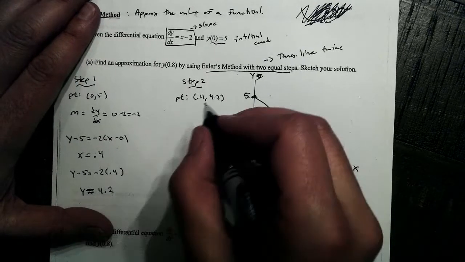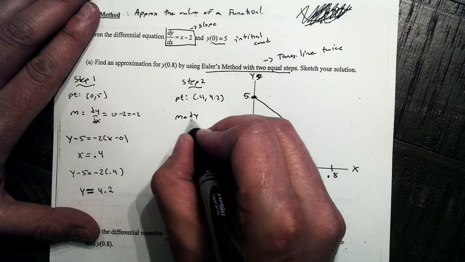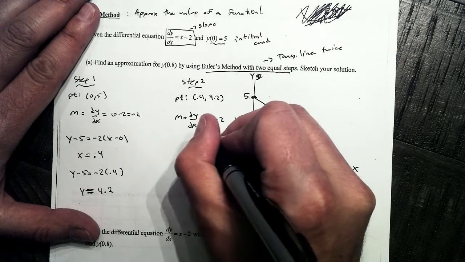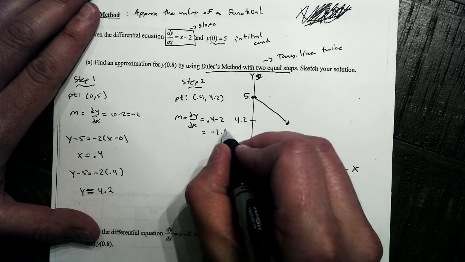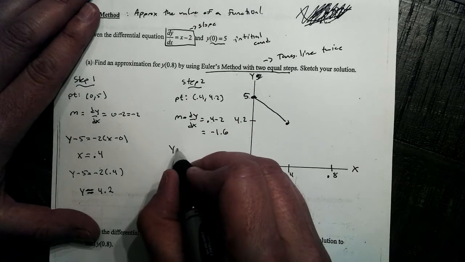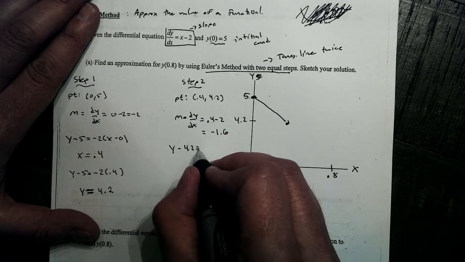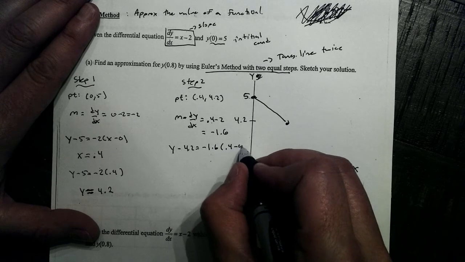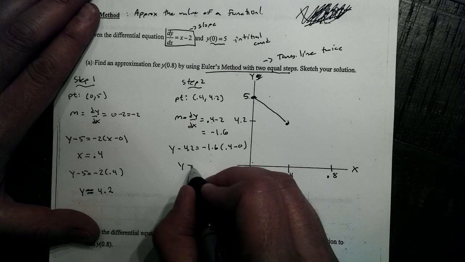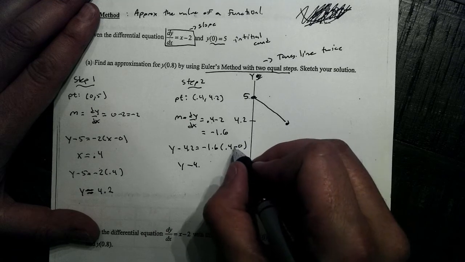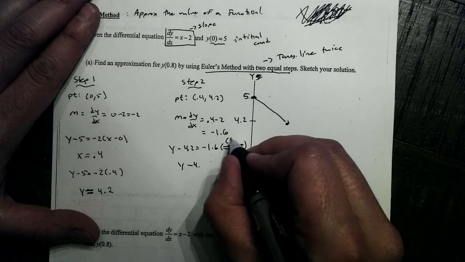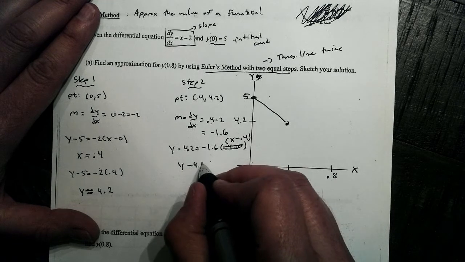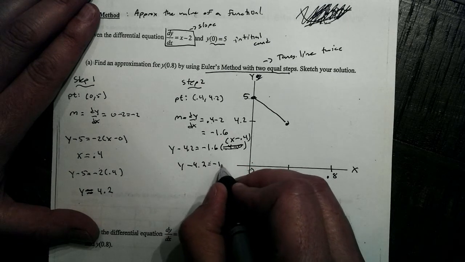And I'm going to do my tangent line again, so I have to find the slope. Again, this just comes from our derivative, dy/dx, and that's going to be x minus 2 again, so 0.4 minus 2, and that becomes negative 1.6. So my second tangent line will be y minus 4.2 equals negative 1.6 times... whoops, sorry, that should be x minus 0.4. Somebody had already pointed that out. Good for you. So this becomes y minus 4.2 equals negative 1.6 times x minus 0.4.